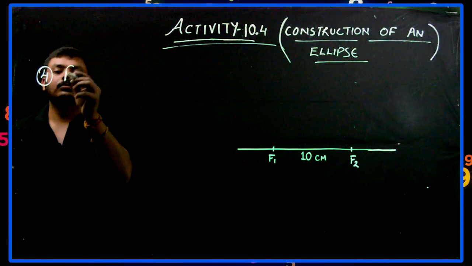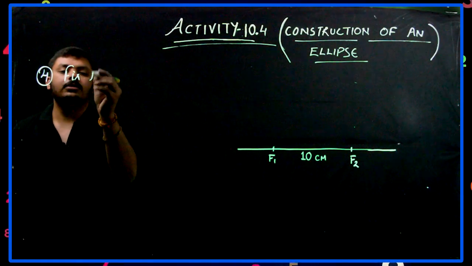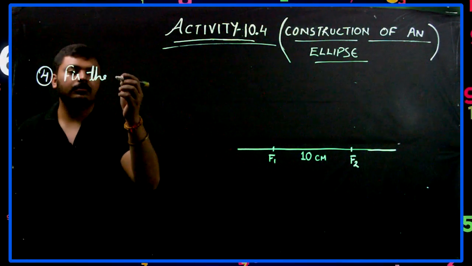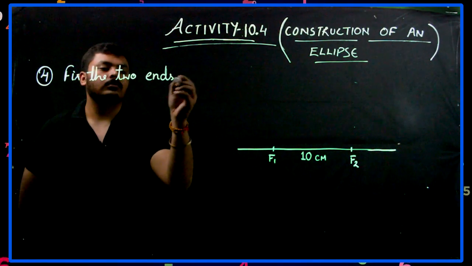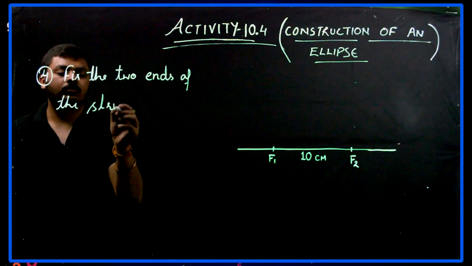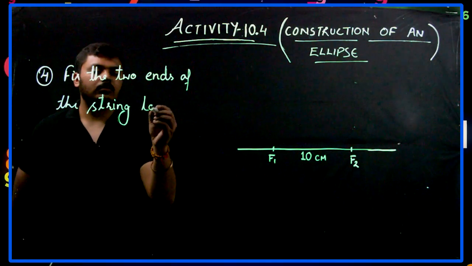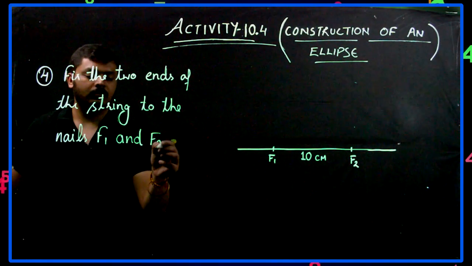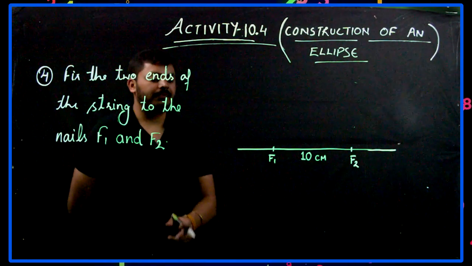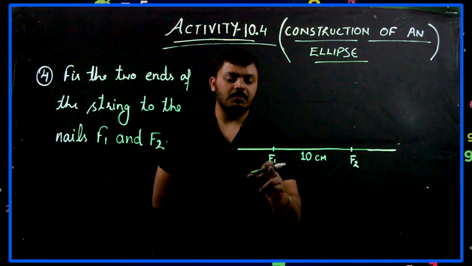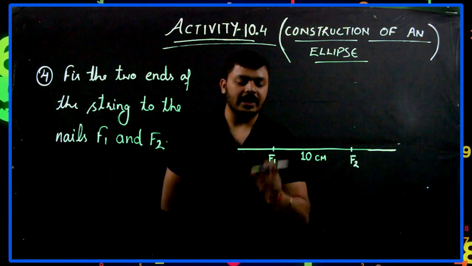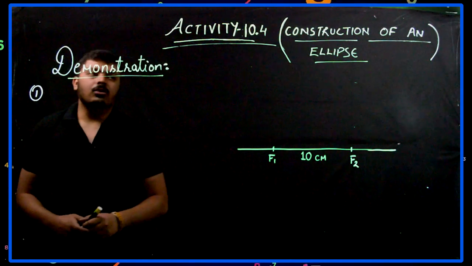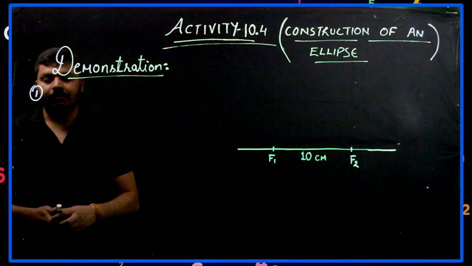Now fix the 2 ends of the string to the nails F1 and F2. So we'll fix one end of the string to the nail at the point F1 and the other end to the nail at the point F2. So now students, let's see the demonstration for the given activity.